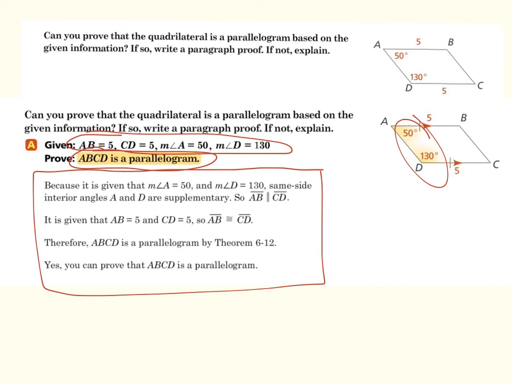Because it is given that the measure of angle A is equal to 50 and the measure of angle D is equal to 130, same side interior angles A and D are supplementary, so that would make AB parallel to CD. It is also given that AB is equal to 5 and CD is equal to 5, so AB is congruent to CD. Therefore, by the theorem 6-12, ABCD is a parallelogram. Goodness gracious. So, yes, you can prove that this is a parallelogram based on the information that you're given.